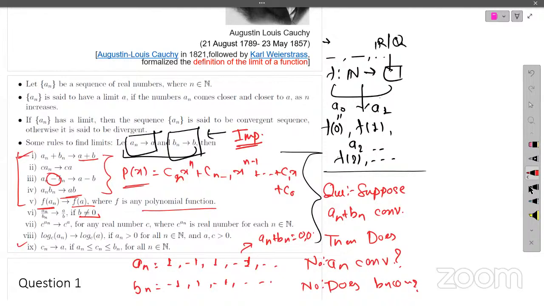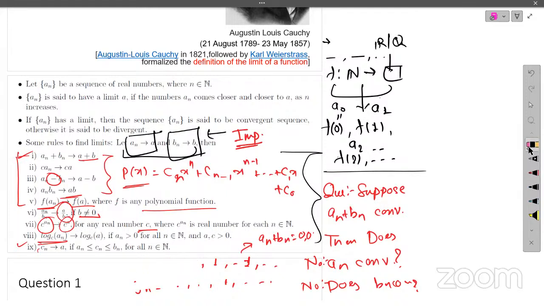So that's why if B is not equal to 0, then AN by BN also converges to A by B. And similarly, for the exponential function, C to the power AN converges to C to the power A for any real number C, where C to the power N is a real number for all natural numbers. And the same holds for the logarithmic function also. And this last one is known as the sandwich property of a sequence.